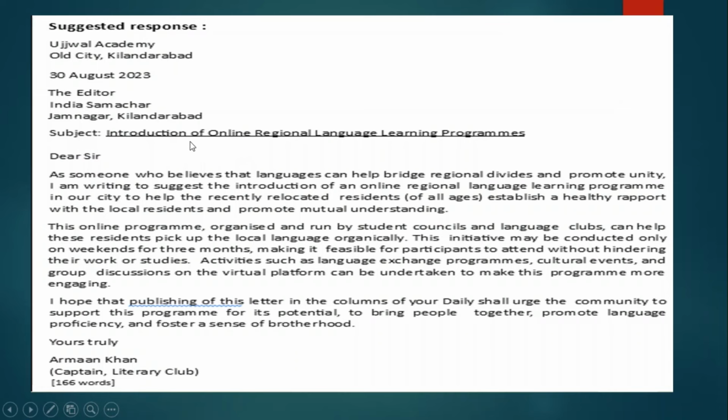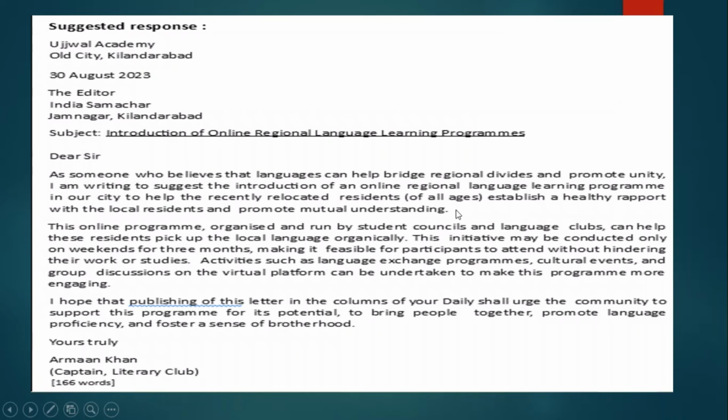This person, let's say it's me, wants the regional languages to be taken up as an online program. So I leave a line again and then I write Dear Madam or Dear Sir, Madam or Sir. Leave a line and again start with the introduction. So why are you writing this letter? As someone who believes that languages can help bridge regional divides and promote unity, I am writing to suggest the introduction of an online regional language learning program in our city to help the recently located residents establish a healthy rapport with the local residents and promote mutual understanding. So this is my purpose of writing the letter.